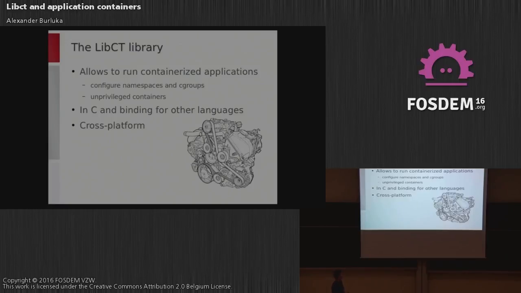Well, you may run containerized applications. We use primitives such as namespaces and C groups because Linux container virtualization is much more production ready than other systems like FreeBSD and Solaris zones. So we use namespaces and C groups to configure a container.